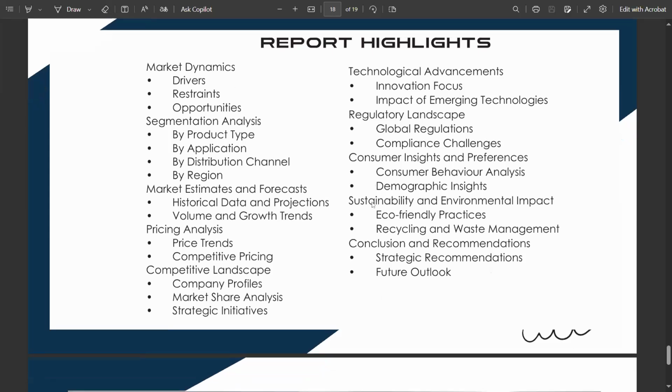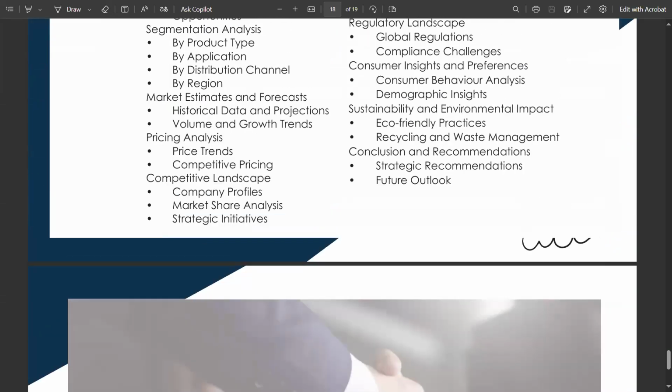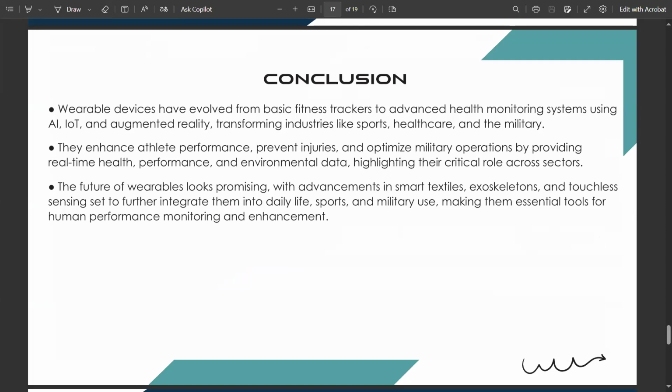So, in conclusion, wearable devices have evolved from basic fitness trackers to advanced health monitoring systems. They are not just limited to measuring body vitals. Their application is expanding in athletics and military and environmental data capturing. The future of wearables looks promising with advancements in smart textiles, exoskeletons, and touchless sensing.